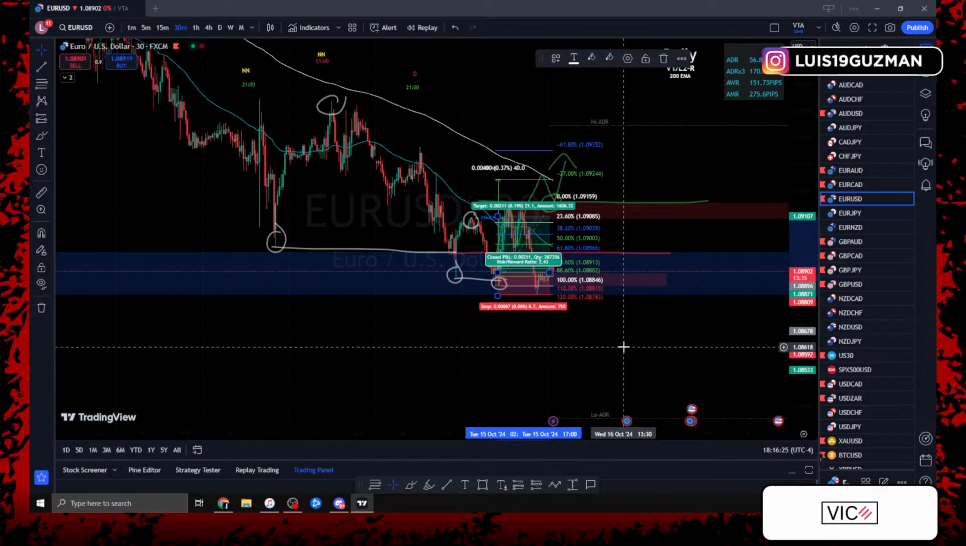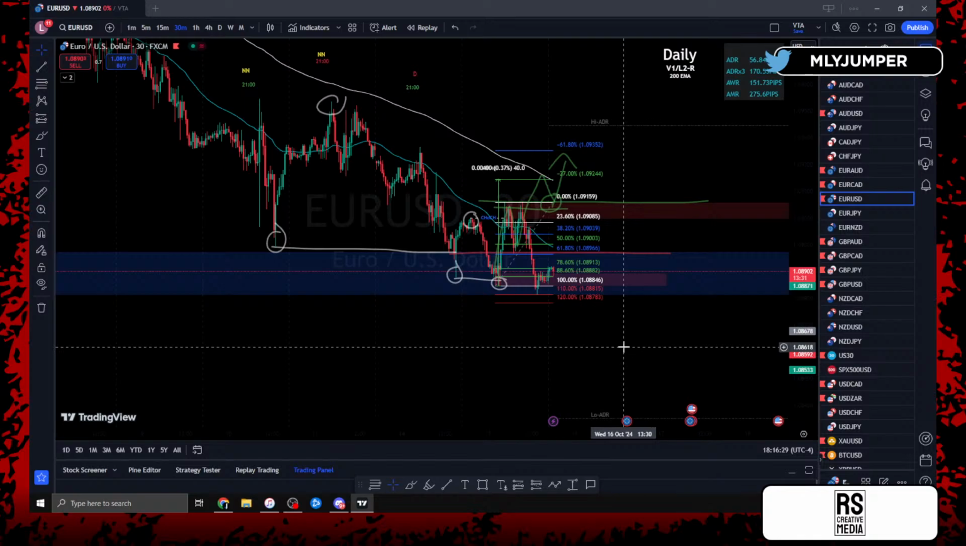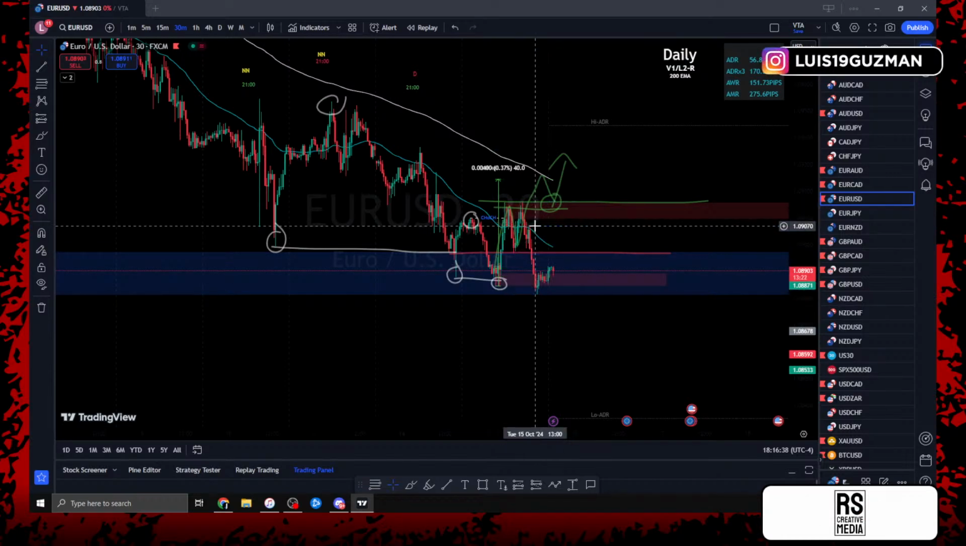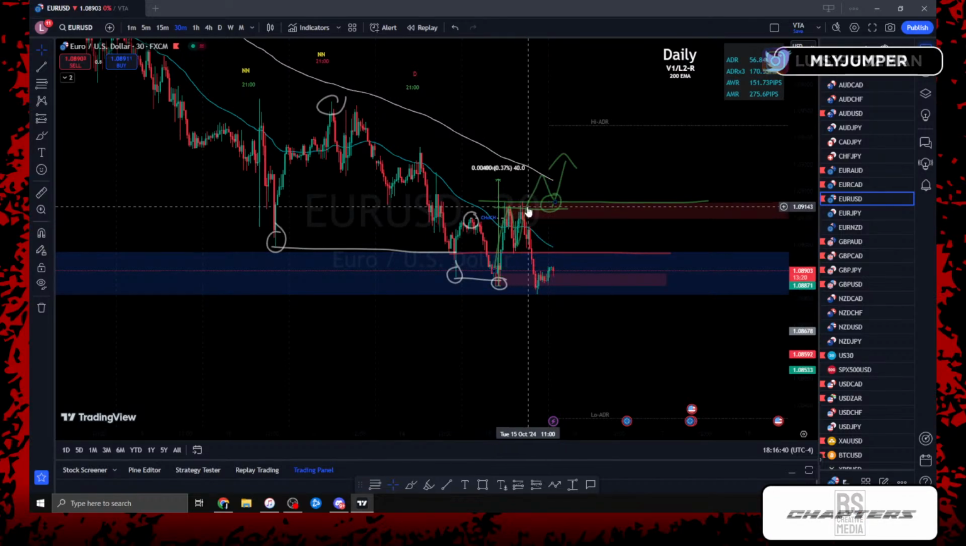Would I have taken this trade on any other day if it wasn't for me doing the one-on-one sessions? I'll answer that question too. Would I have taken this trade on any other day if it wasn't to give the examples? No. Why? Because again, we never got that change of character break of structure.